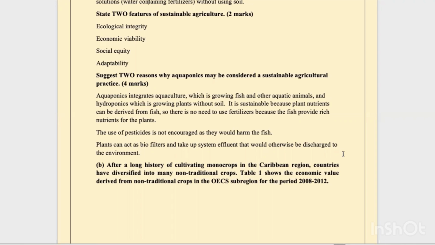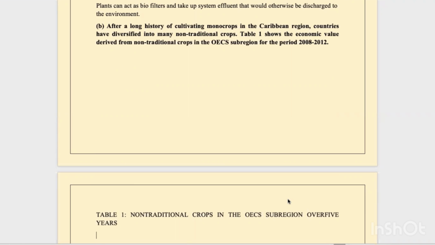So this is sustainable because plant nutrients can be derived from the fish excreta, and the excreta here can be used for fertilizers. It is sustainable because the use of pesticide is not encouraged. Plants can also act as biofilters and take up system effluent that would otherwise be discharged in the environment.